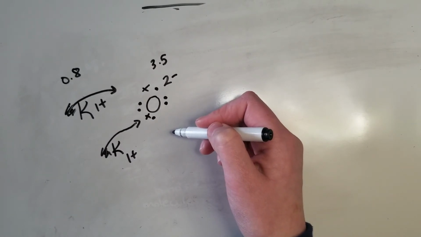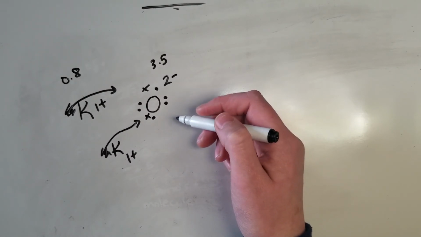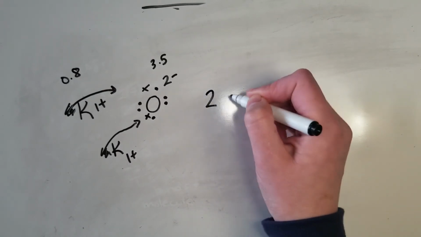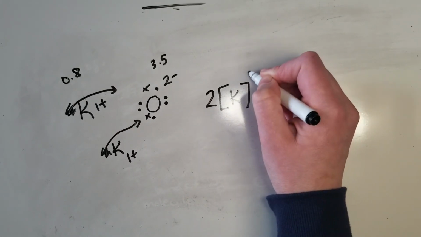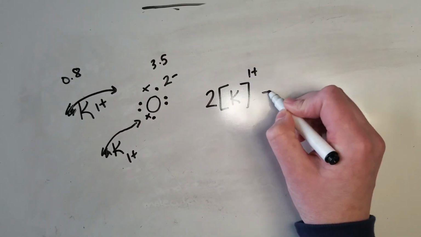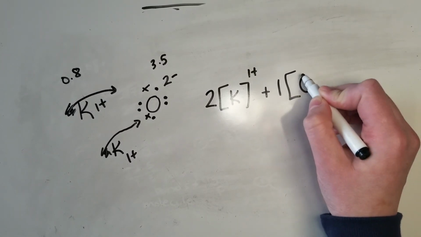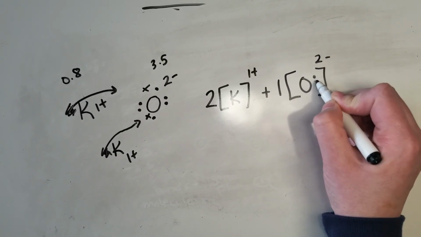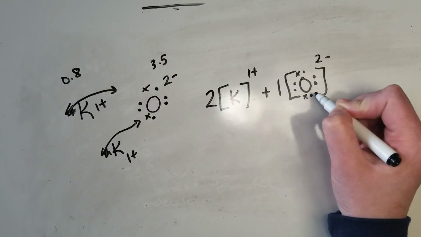And so we can show that in a kind of a grid. So we are going to draw those ions in brackets. This is the official way of doing this. You have 2 potassiums, each that have a 1+ charge, plus 1 oxygen, which has a 2- charge. And I'm going to draw the valence electrons around the oxygen to show that that transfer has occurred.